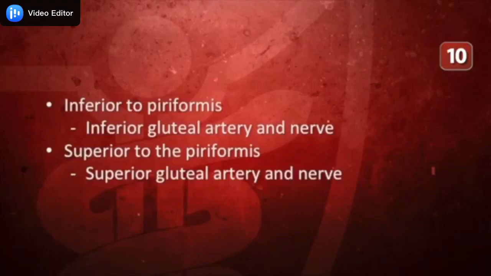Next, what are the three branches of the posterior division of the internal iliac artery? So you have the iliolumbar artery, the lateral sacral artery, and the superior gluteal artery. And the last one, which artery and nerve pair exits inferior to the piriformis muscle? That's the inferior gluteal artery and nerve. Which artery and nerve pair exits superior to the piriformis? That's the superior gluteal artery and nerve.